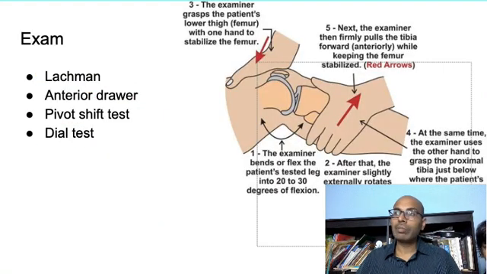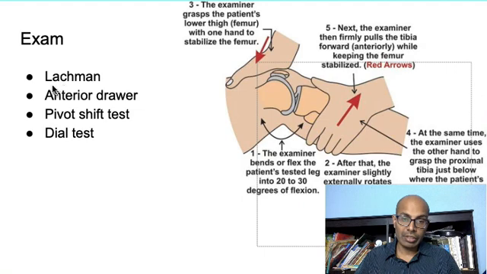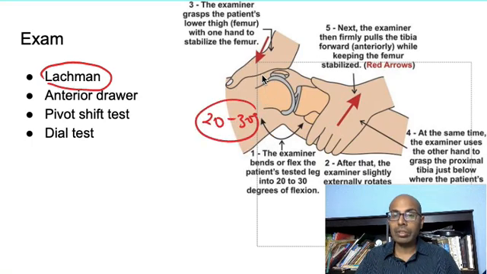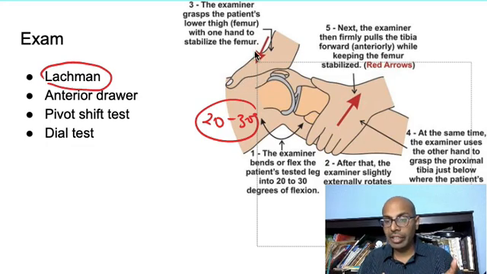How do you examine these patients? Examination of these patients is done by the following test. The most specific and sensitive test that can be done is called the Lachman's test. The Lachman's test is where the patient is lying supine and the knee is flexed about 20 to 30 degrees, and the examiner holds the thigh in one hand and the tibia in the other, and tries to translate the tibia anteriorly over the femur.